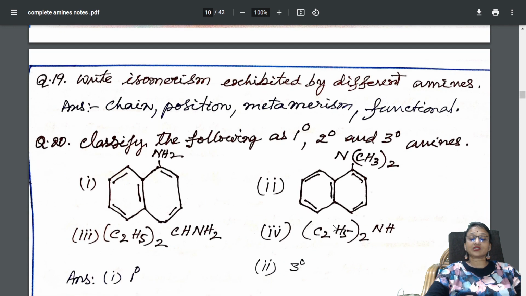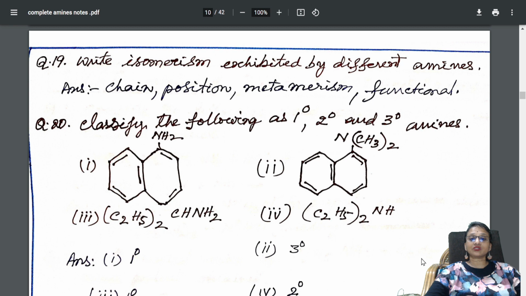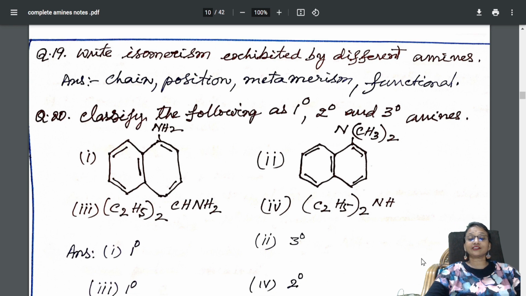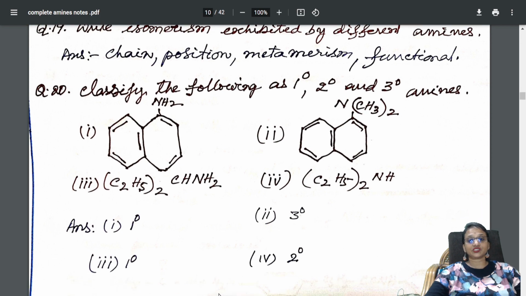They have given what are the different types of isomerism amines will show. Done. You also have one question called classify between primary, secondary, and tertiary amines. Structure is given, so I will concentrate on the nitrogen and check the hydrogen attached to nitrogen. So I have named it as primary. Here nitrogen is attached to two alkyl groups and one aryl group, so tertiary. Like that, I have classified into primary, secondary, and tertiary.